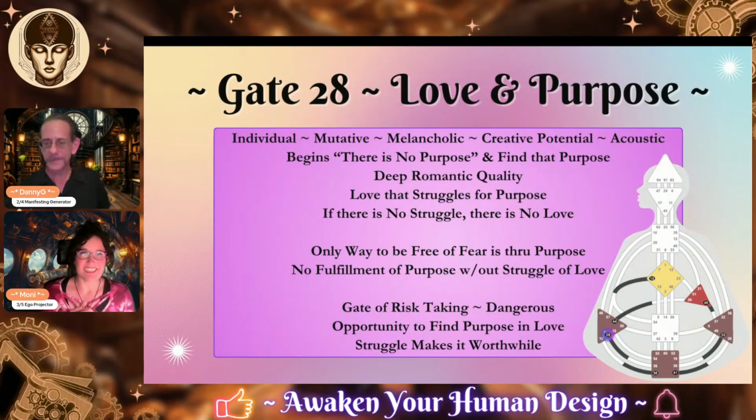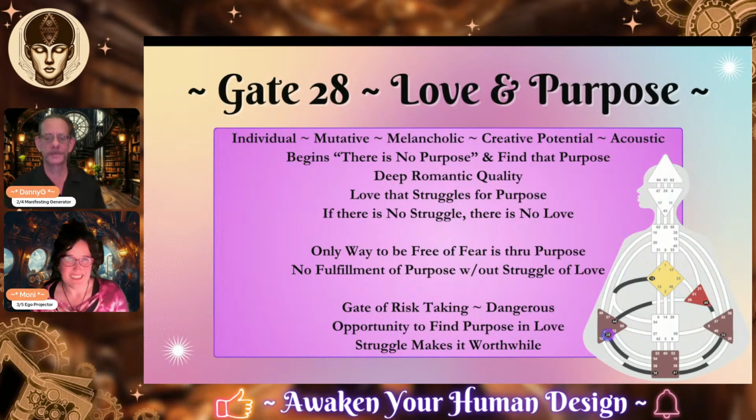So, continuing on to gate 28, love and purpose. Gate 28 is individual, mutative, melancholic, creative potential, and it's very acoustic, right? It has to do with sounds. It begins with, there is no purpose, and then it finds that purpose. It has a deep romantic quality. This is a love that struggles for purpose. If there is no struggle, there is no love. The only way to be free of fear is through purpose. There's no fulfillment of purpose without the struggle of love. This is the gate of risk taking. It can be very dangerous. If you know some 28s in your life, they got some crazy stories. This is the opportunity to find purpose in love, and the struggle is what makes it worthwhile.